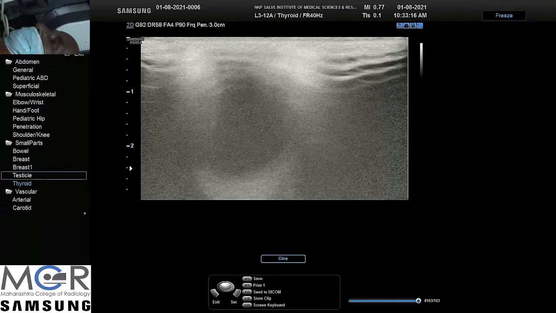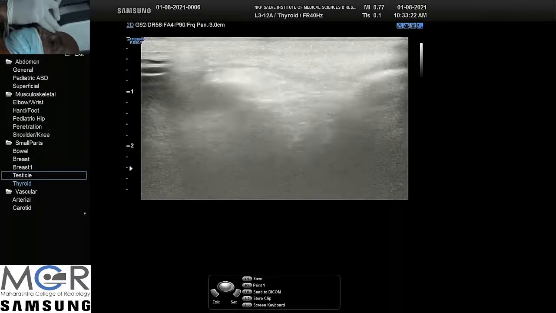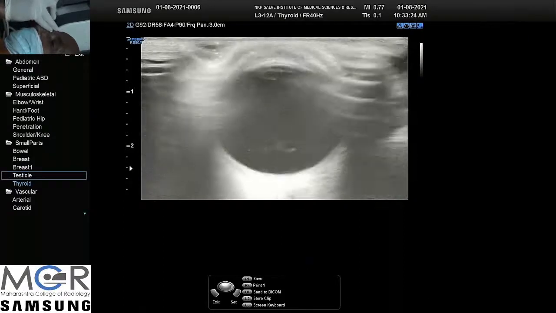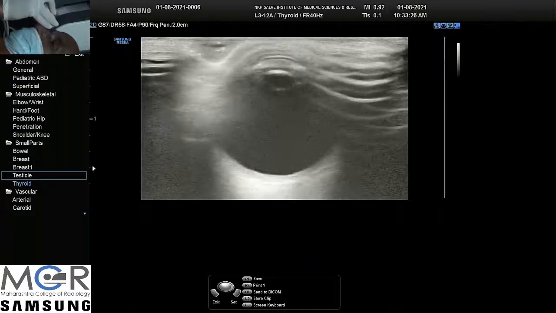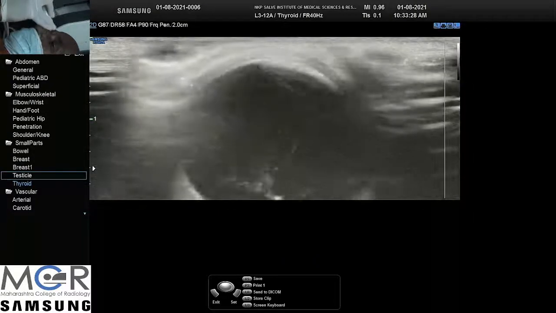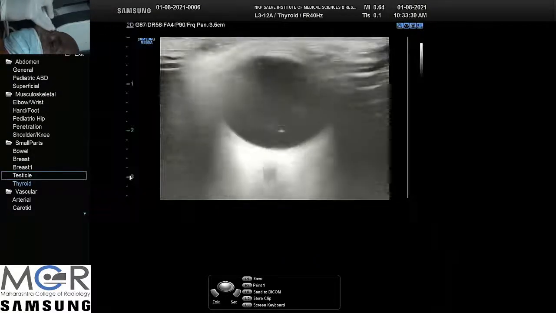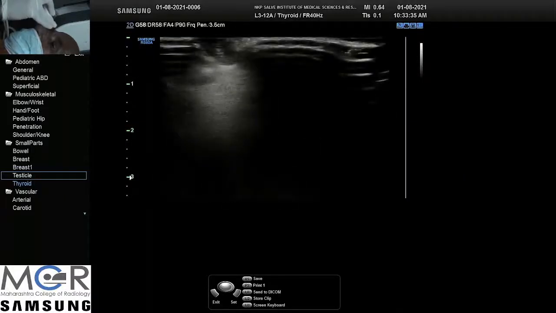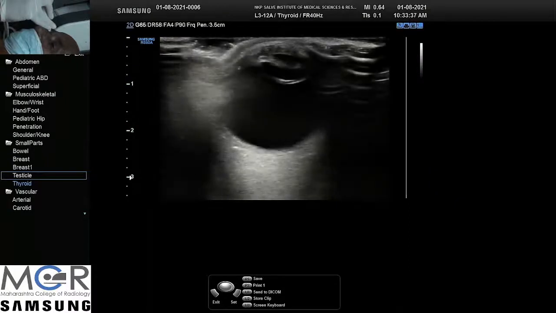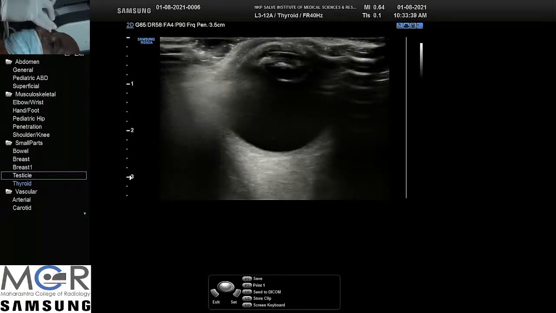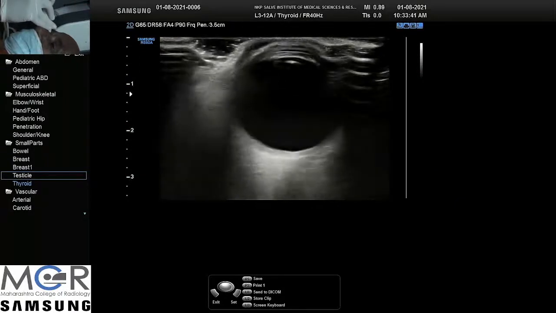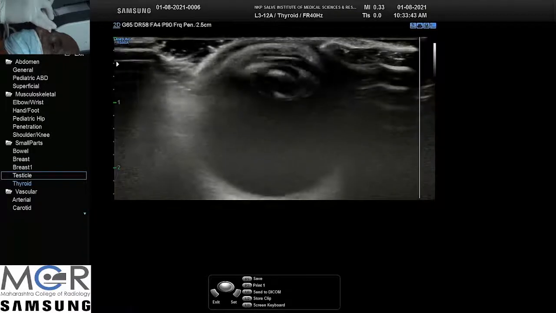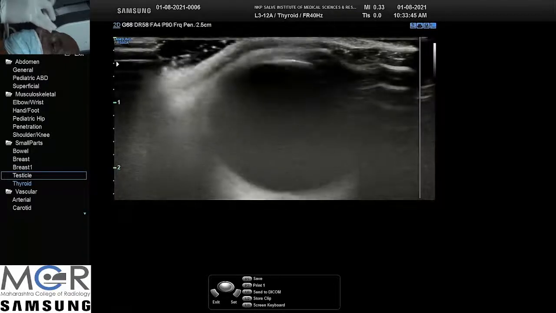Right eye we have to see. So we go back to basic settings. You see the anterior chamber, as he has got cataract.